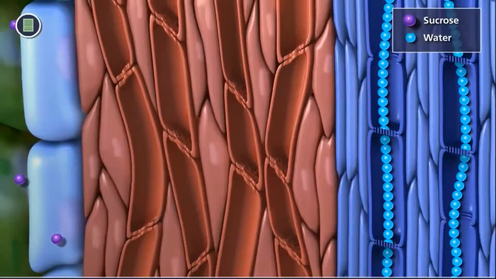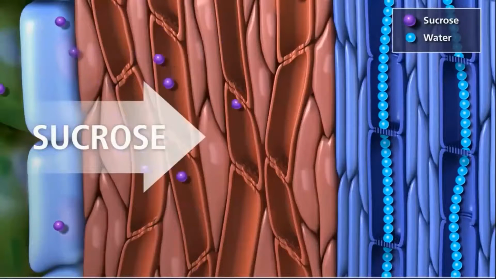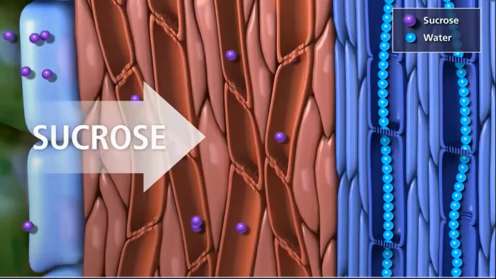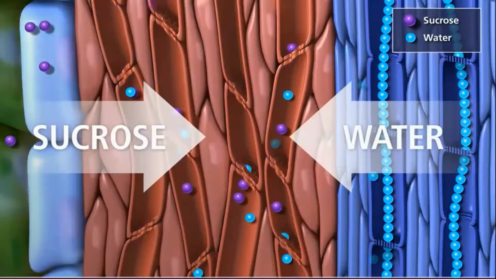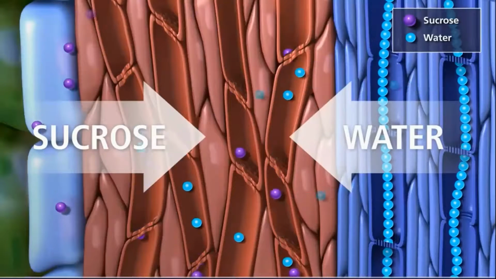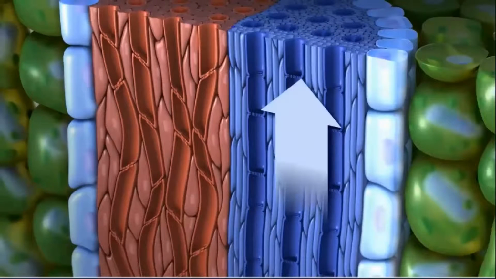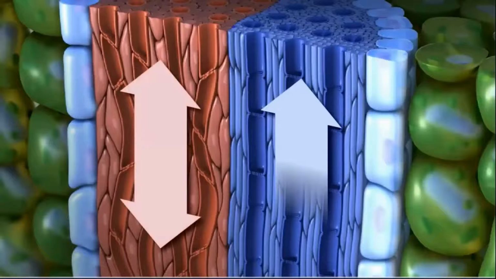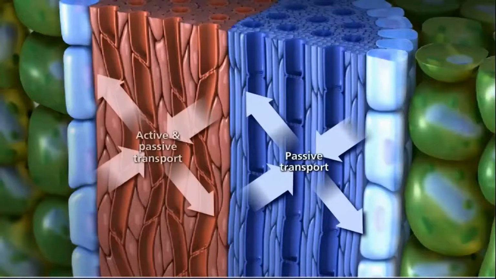Turgor pressure increases in the sieve tube members as sucrose from surrounding cells is brought into phloem through active transport. Water then enters phloem from xylem by osmosis, which drives the transport of carbohydrates in the phloem. Water movement in vessels is one way, while transport in sieve tube members can go in both directions. Water potential is an important driver in both xylem and phloem transport, but only phloem transport utilizes both active and passive transport.